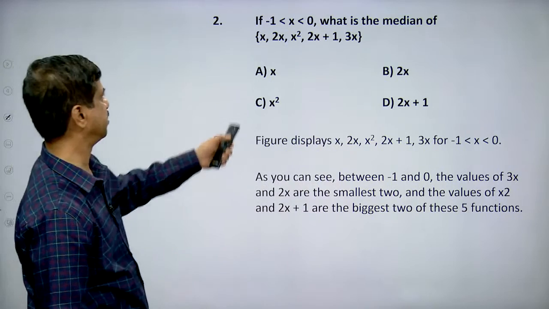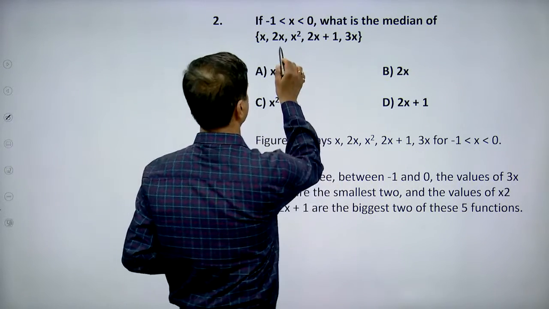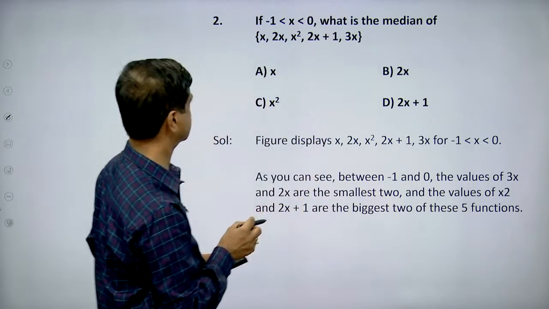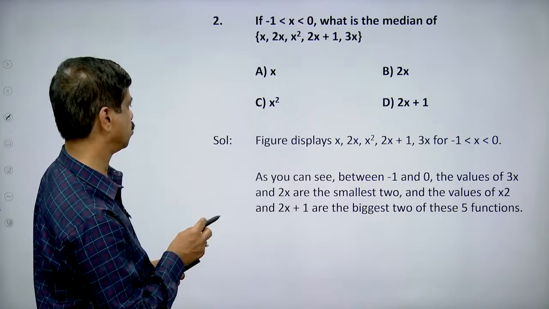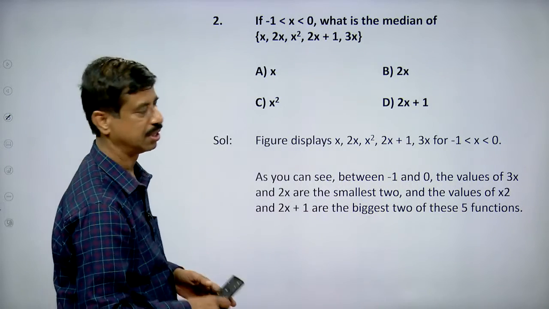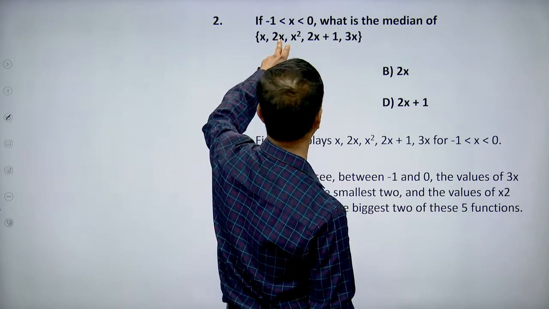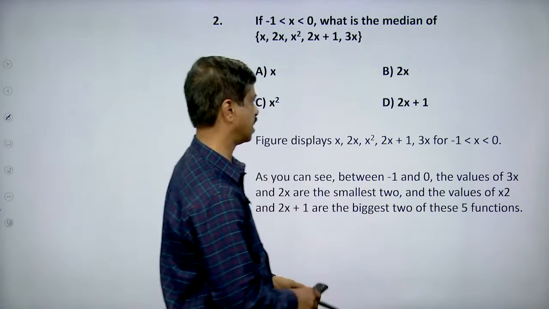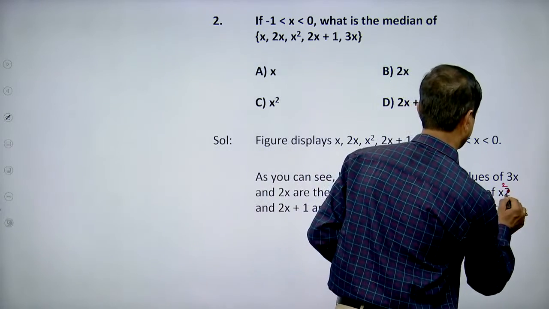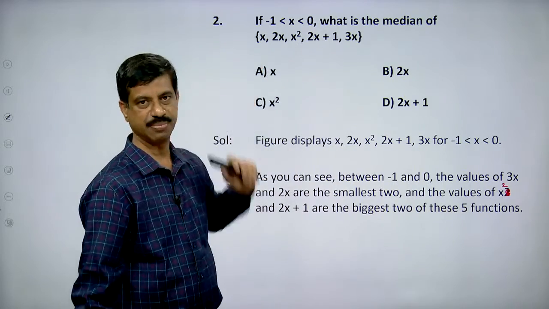As you can see, between minus 1 and 0, the values of 3x and 2x are the same. How are 3x and 2x the same? 3x and 2x are the smallest, sorry. This is minus 3 to 0 and this is also minus 2 to 0. And the values of x square, this is x square, children. x square and x plus 1 are bigger compared to the other numbers.